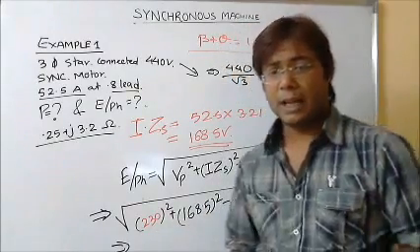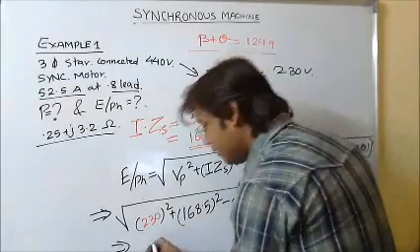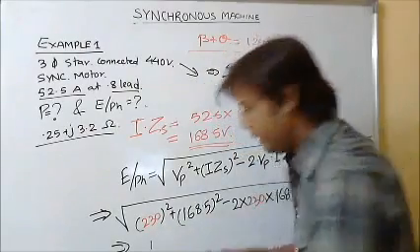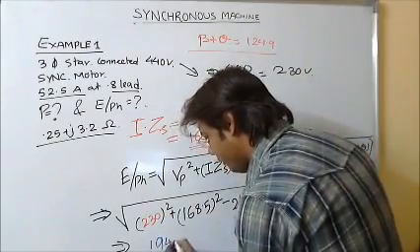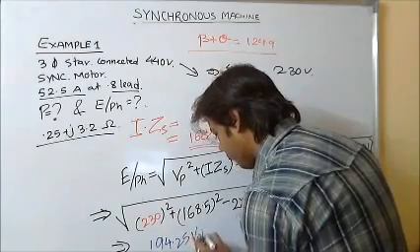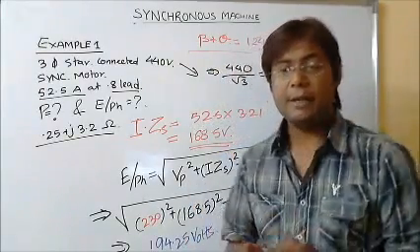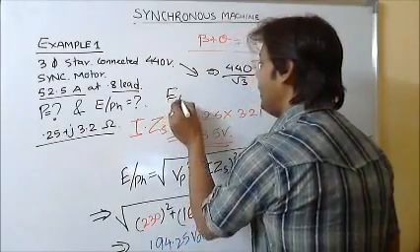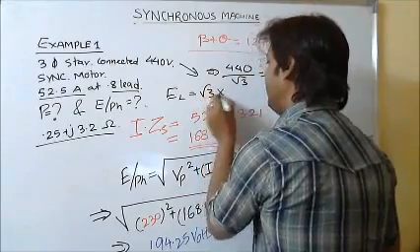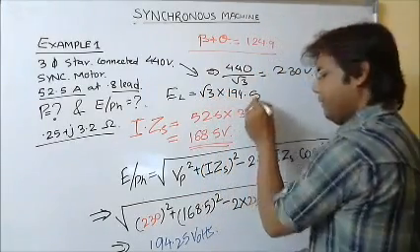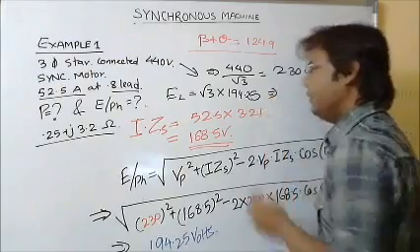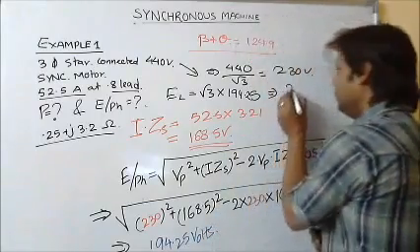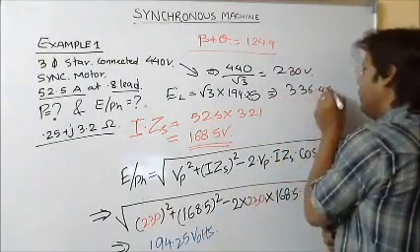By solving this, I can get EP per phase equal to 194.25 volts, and if I need to find the EL, I can have EL equal to root 3 multiplied by 194.25, which gives me EL equal to 336.45 volts.